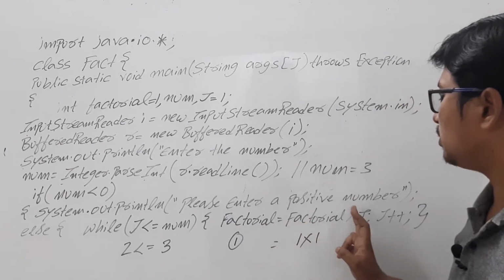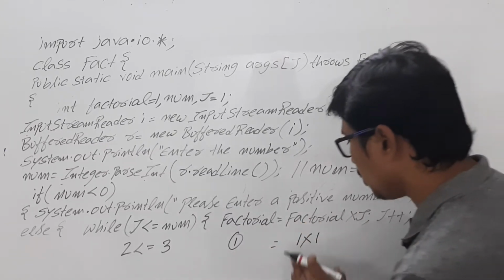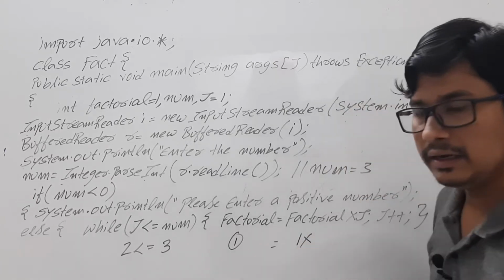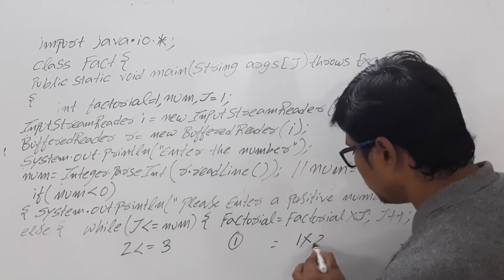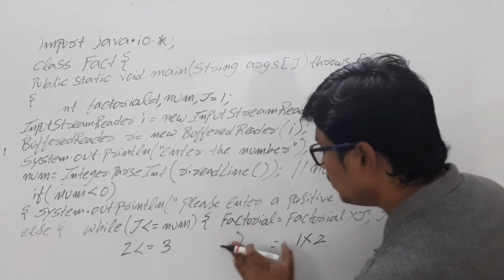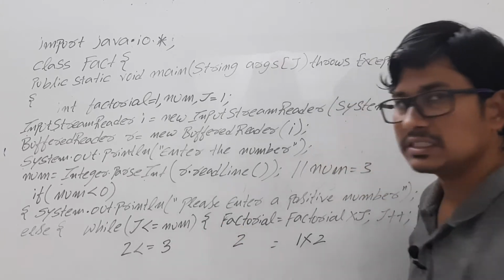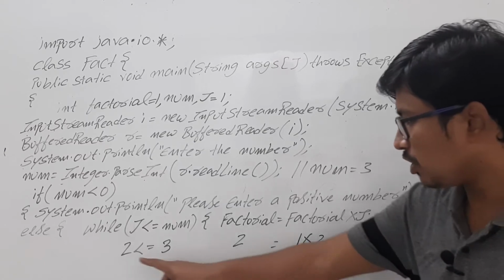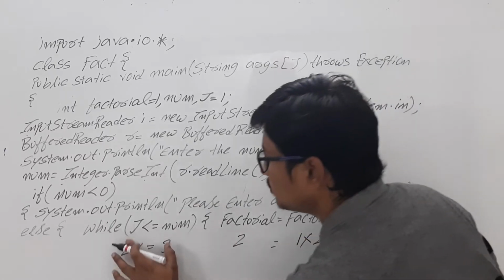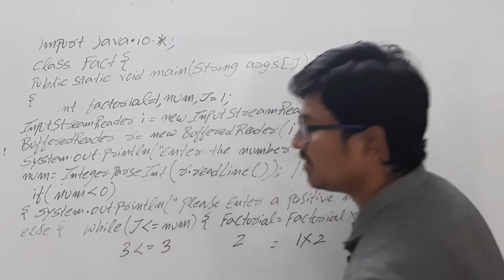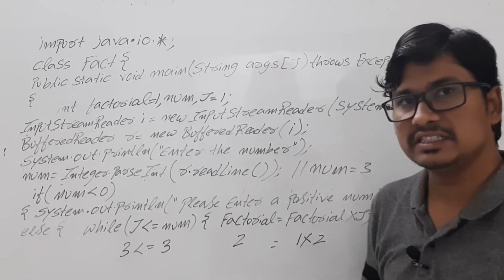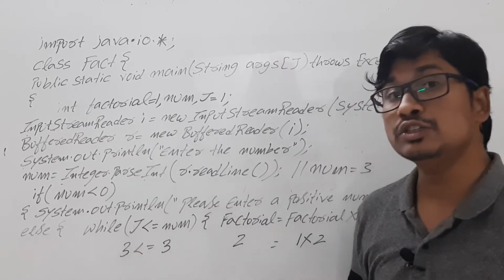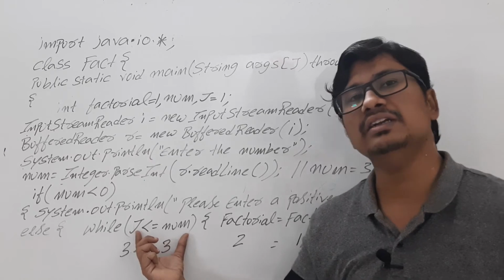So factorial is equal to factorial into j. Already the factorial value is 1, into what is the j value? 2. So 1 into 2 will be equal to 2. That will be assigned to the factorial variable. And then j plus plus. The j value is already 2, so 2 plus plus, the j value will become 3. Now you verify the condition. Is 3 less than 3? No. But however 3 is equal to 3, so again the while condition is true.